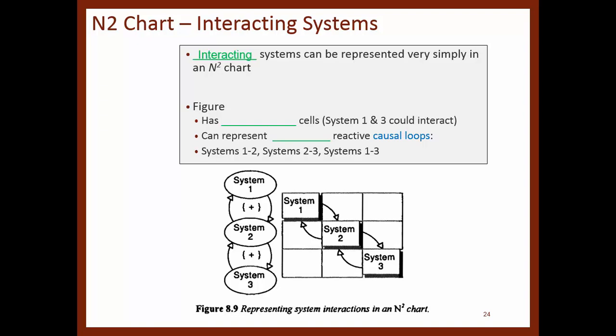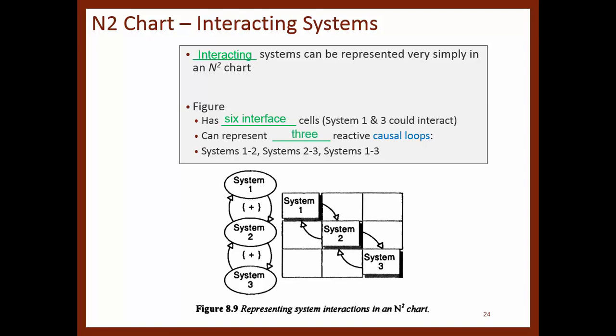Interactive systems can be represented very simply in these charts. Again, this figure has six interface cells. So we have these three and these three. So system one and three could interact. These two can interact, but also one and two and two and three.